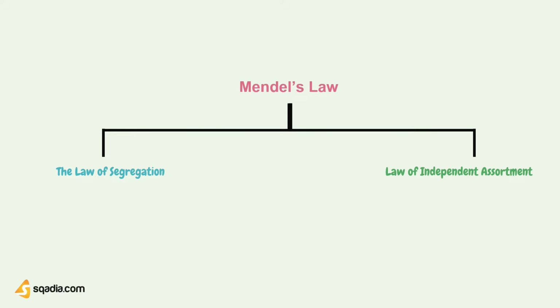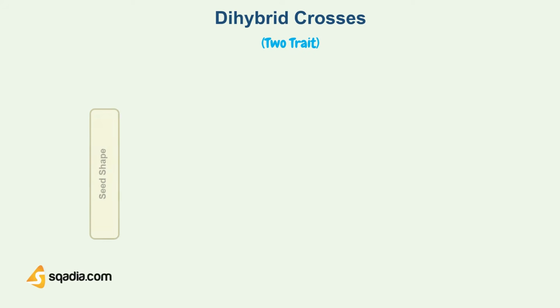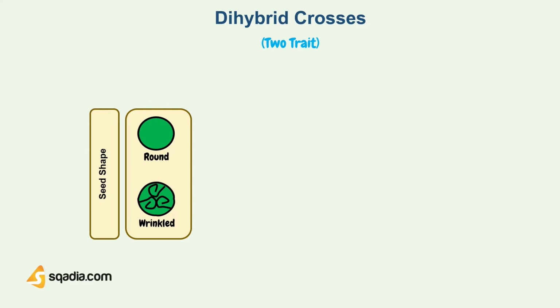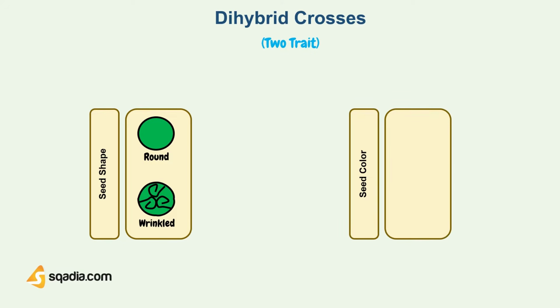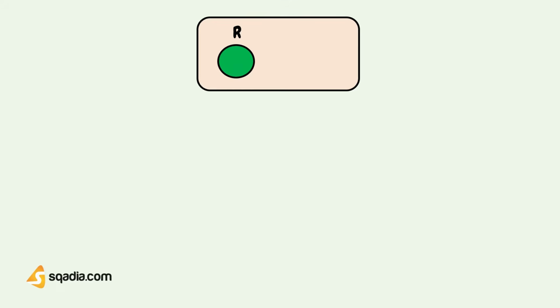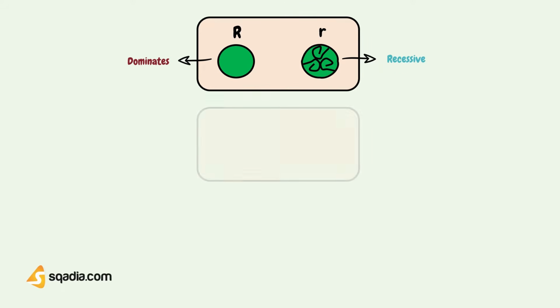In the next crosses, Mendel studied two contrasting traits at a time. Such crosses are called dihybrid crosses. He performed experiments on two seed traits: seed shape, which can be round or wrinkled, and seed color, which can be green or yellow. The trait of round seeds, controlled by allele capital R, was dominant over wrinkled seeds, controlled by allele small r, which is recessive.